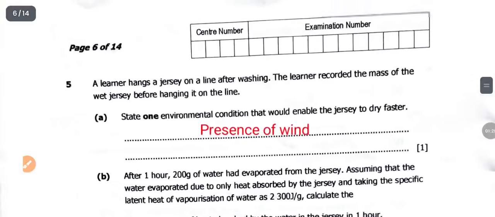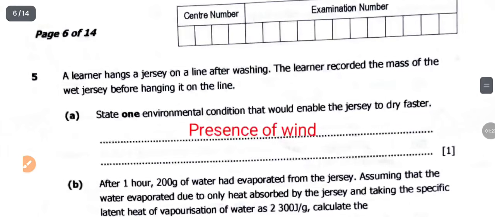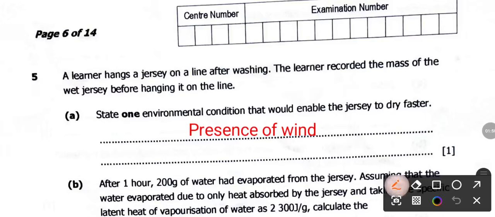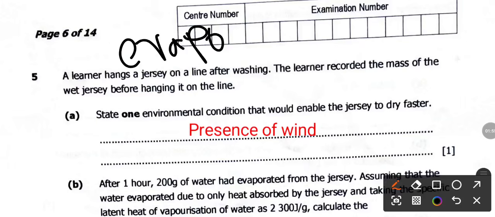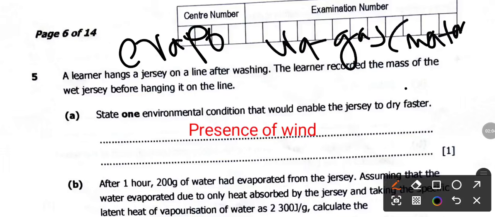Alright, question 5. Elena hangs a jersey on a line after washing. The learner recorded the mass of the wet jersey before hanging it on the line. A says state one environmental condition that would enable the jersey to dry faster. Okay, so the reason why the jersey is drying fast is because of the process of evaporation, which is basically the change of state from liquid to gas, and this gas is in the form of water vapor.